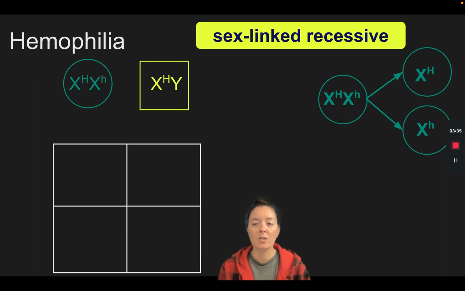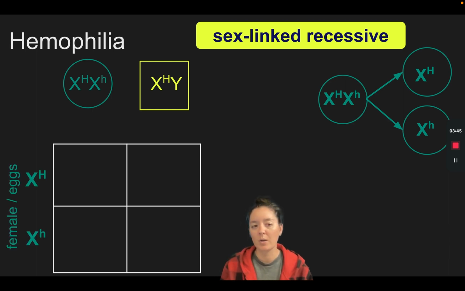We have a big H on one, and if we're looking at a carrier, they're carrying the recessive trait on the other X chromosome, so we have a little h for the other X chromosome. And we're going to put them on the outside of our Punnett square. It doesn't matter if it's the top or side, I just decided to put the female on the side.